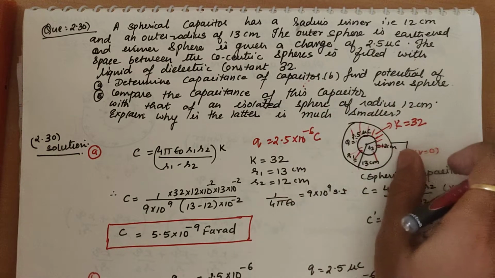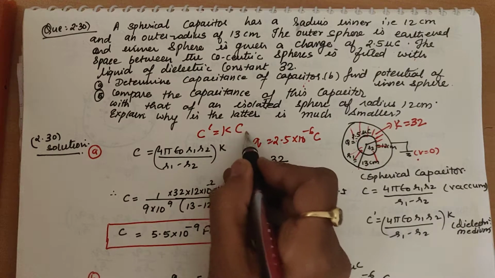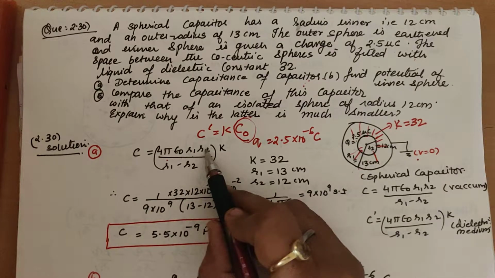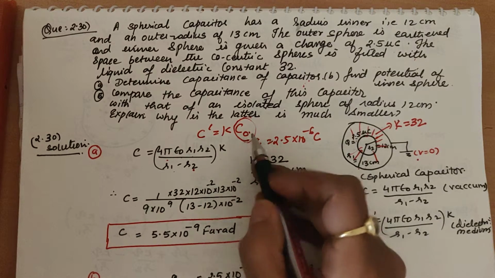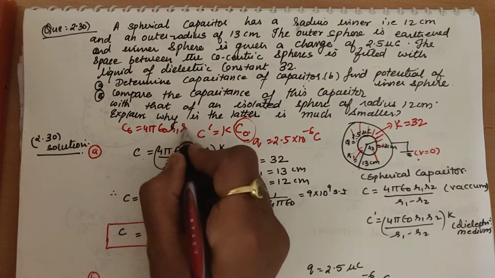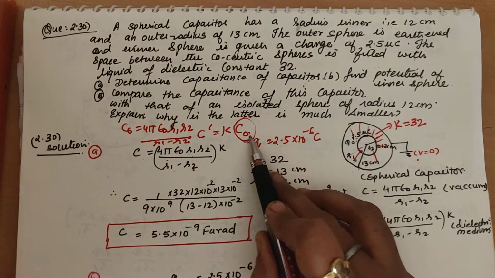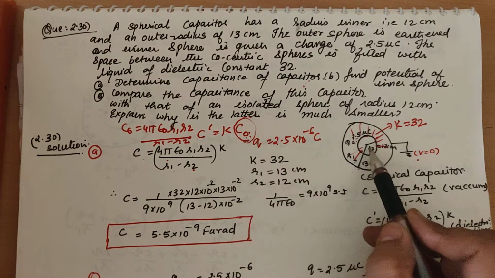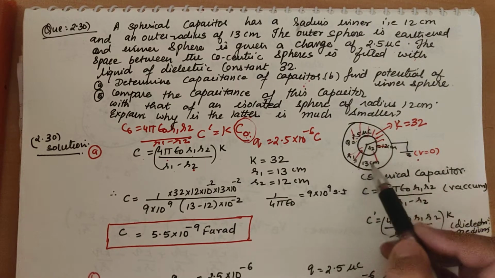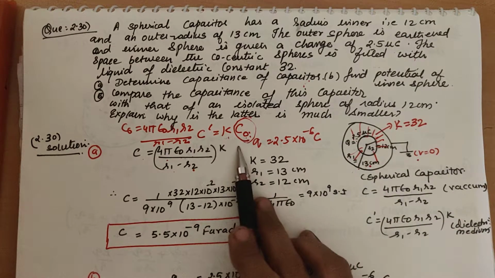You know that whenever a dielectric medium is introduced between the capacitor plates, its capacity is increased by a factor K. And what is the C0 of a spherical capacitor? It is 4 pi epsilon naught R1 R2 upon R1 minus R2. Since vacuum is there, we use C0, but since here the liquid of dielectric constant 32 is introduced between these plates, we need to multiply with the factor K. You know its capacity is increased by K factor.